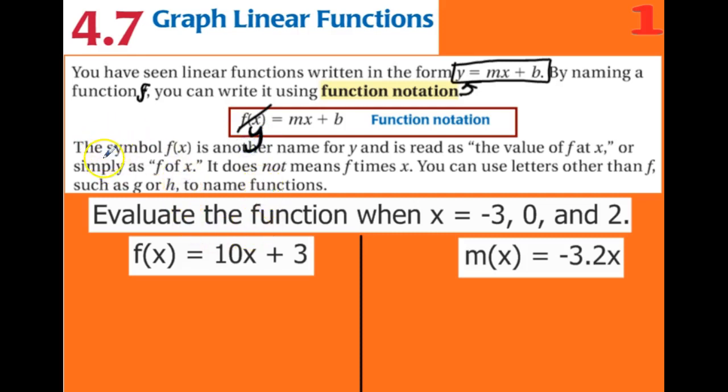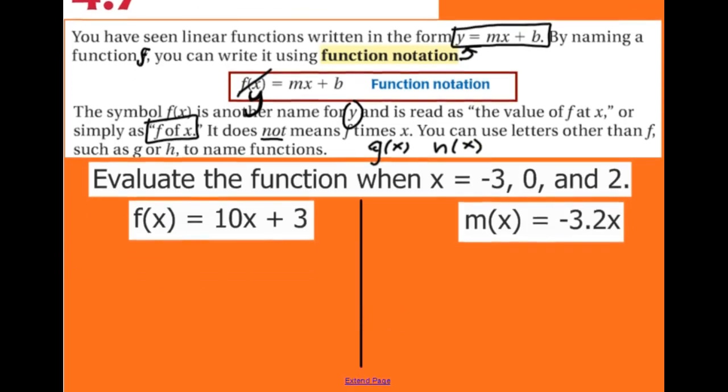Alright, so it says the symbol f and then in parentheses x is another name for y and is read as the value of f at x, or just simply f of x. It does not mean f times x. You can use letters other than f, such as g of x, or h of x, if you would like.